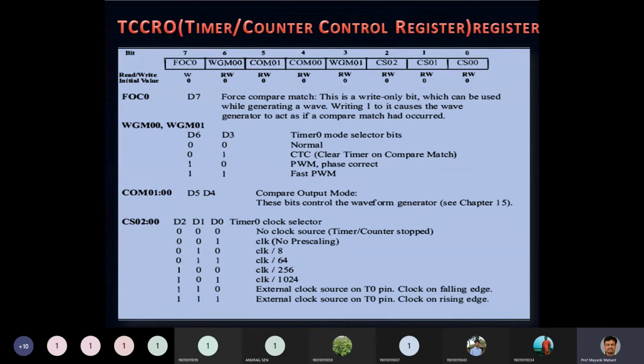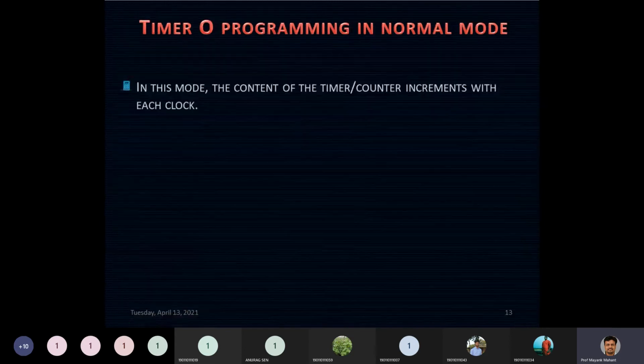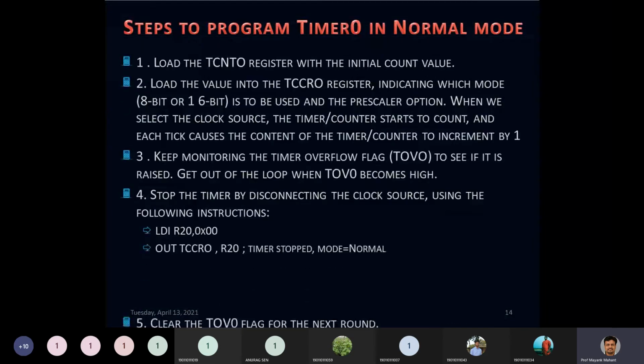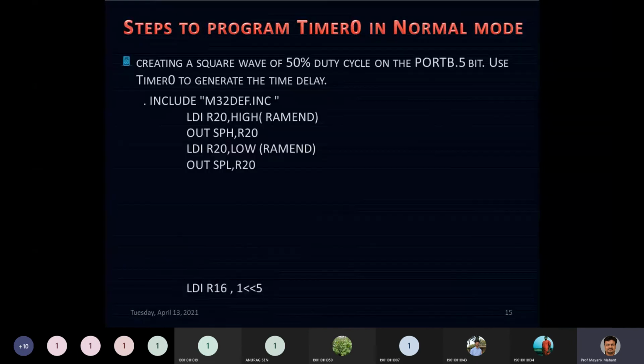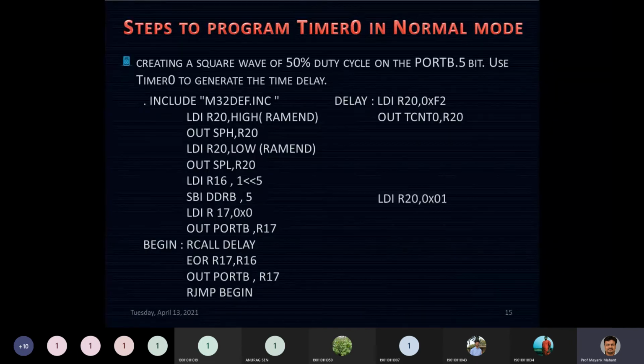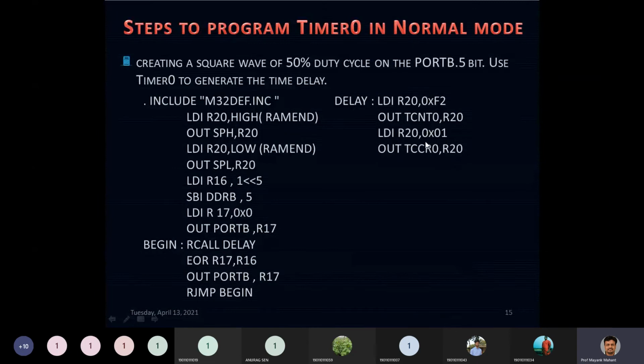Hello? Yes, sir. Okay, so you are starting your counter in the normal mode in this case. So 0001 is loaded in your TCCR, so your counter will start.